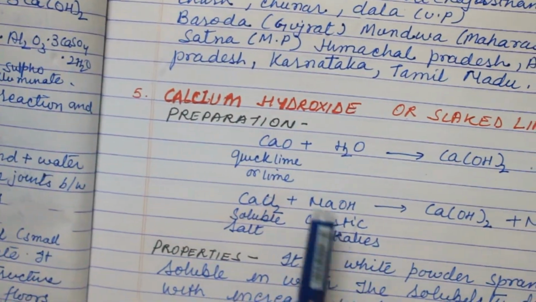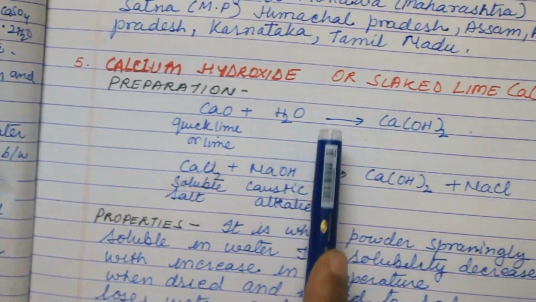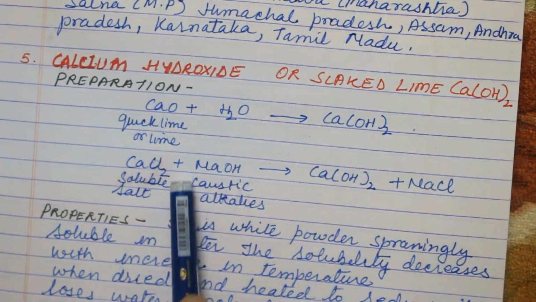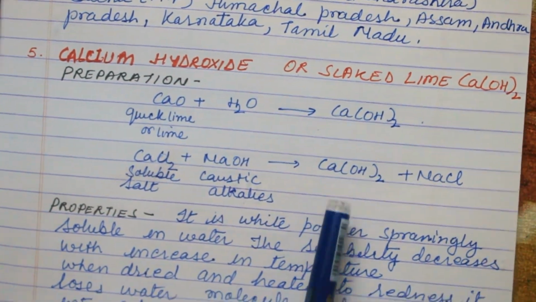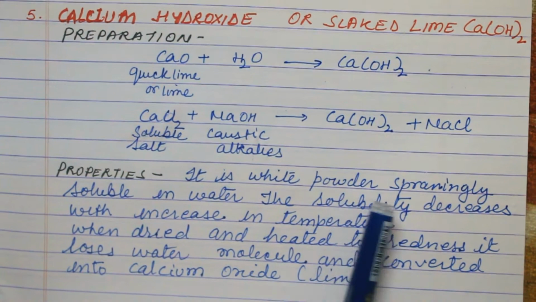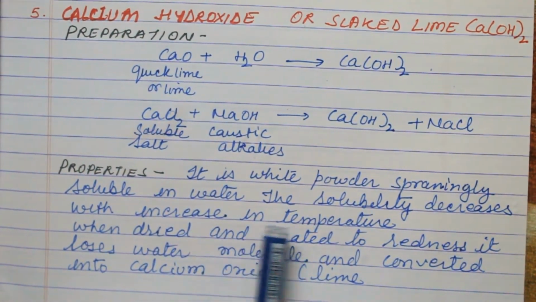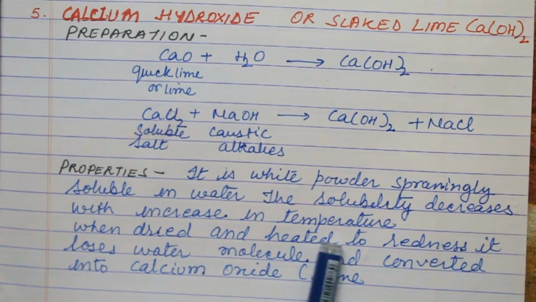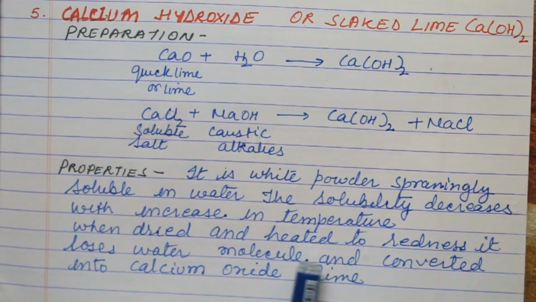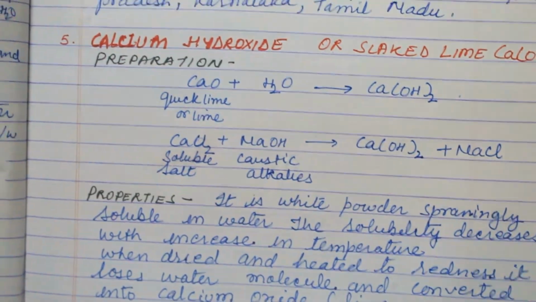Now calcium hydroxide: when quicklime reacts with water, or calcium chloride reacts with NaOH, they form calcium hydroxide. It is a white powder, sparingly soluble in water, and solubility decreases with increase in temperature. When dried and heated to redness, it loses a water molecule and is converted to calcium oxide.